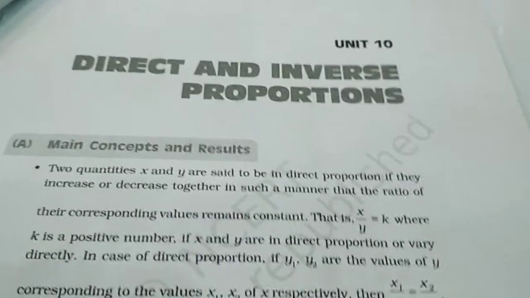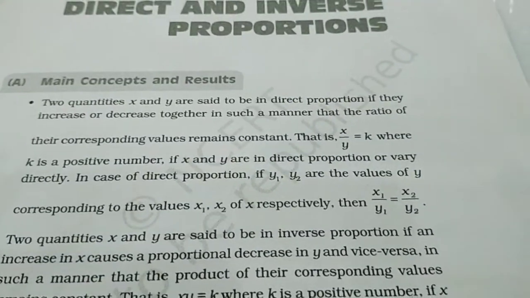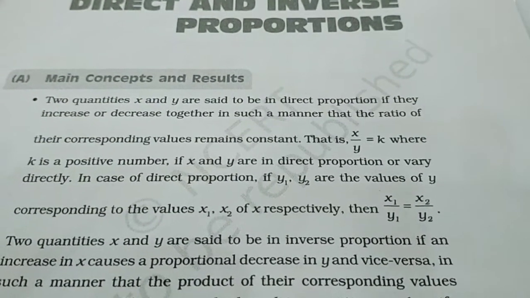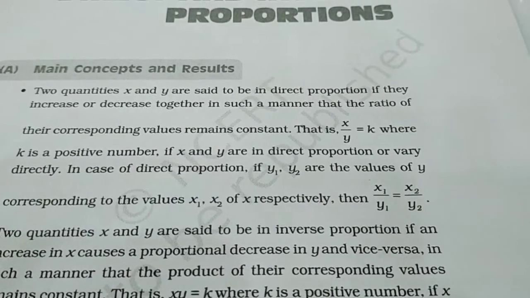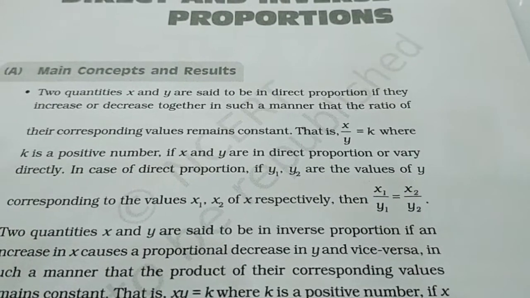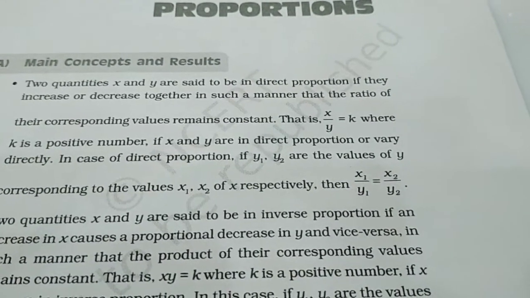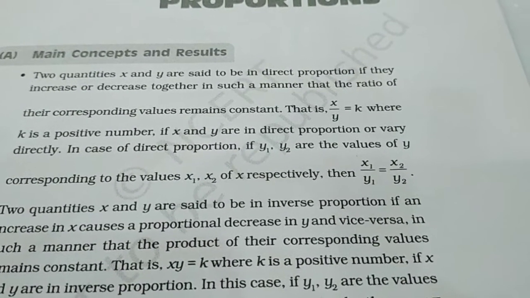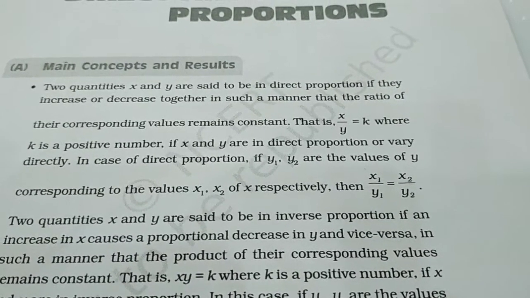So una, we have the directly proportional, we have the direct proportions. Two quantities x and y are said to be in direct proportion if they increase or decrease together in such a manner that the ratio of their corresponding values remains constant. That is, x is to y is equal to k, where k is a positive number, if x and y are in direct proportion or vary directly.